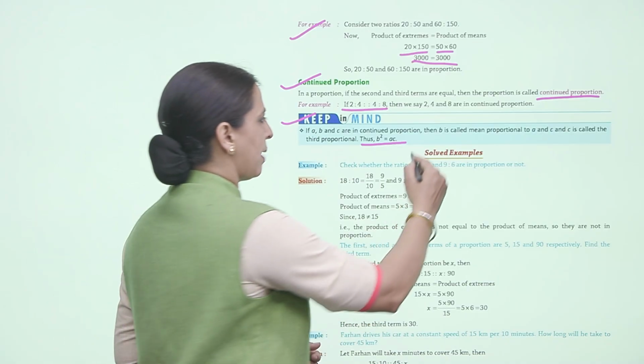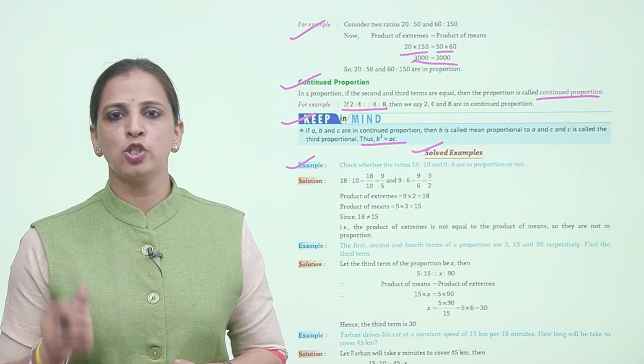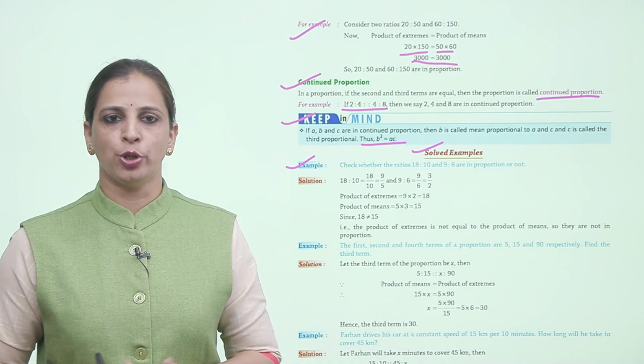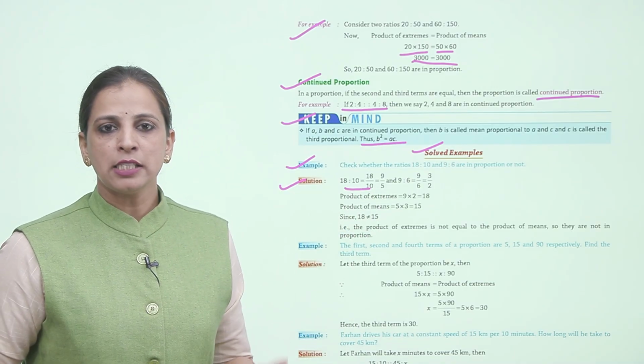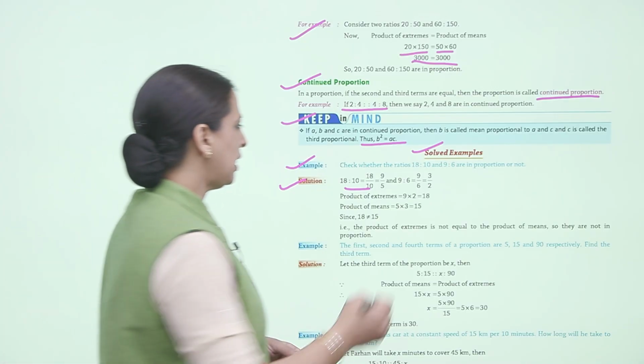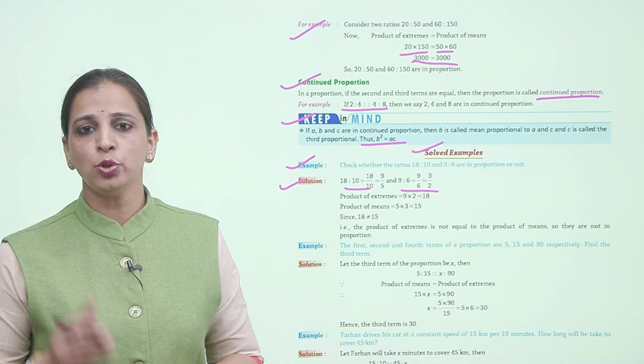Solved examples. Example करते हैं. Check whether the ratios 18:10 and 9:6 are in proportion or not. Solution करते हैं. 18:10 is 18/10. That is equals to 9/5. किस में कर लिया? Simplest form में. 9:6 is 9/6. That is equals to 3/2.